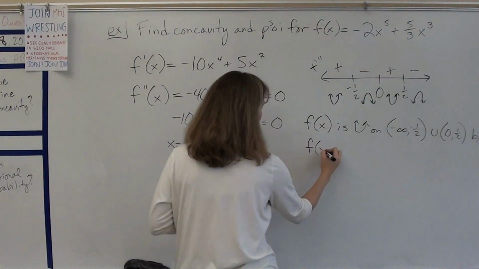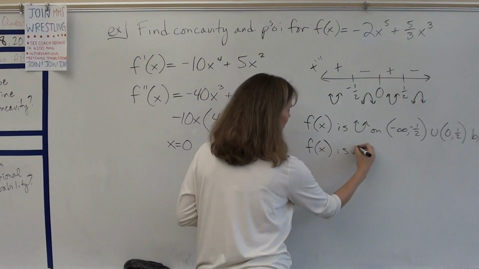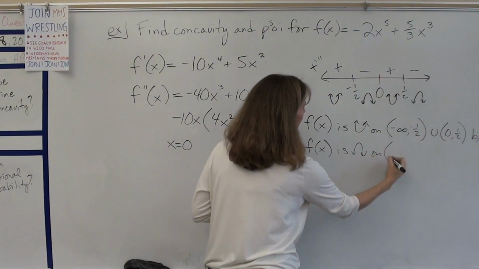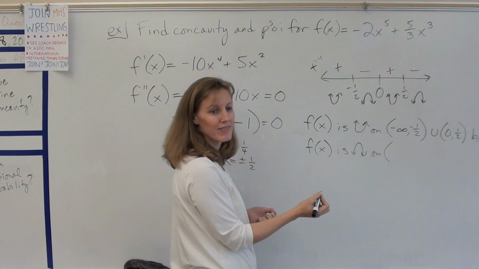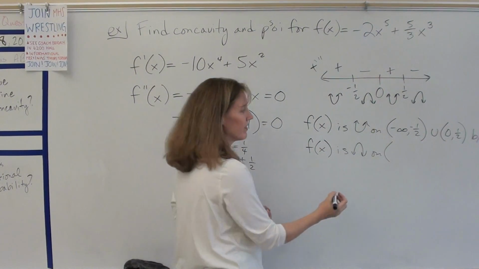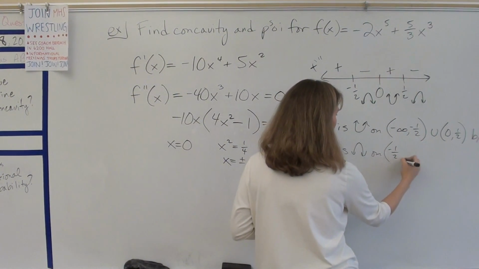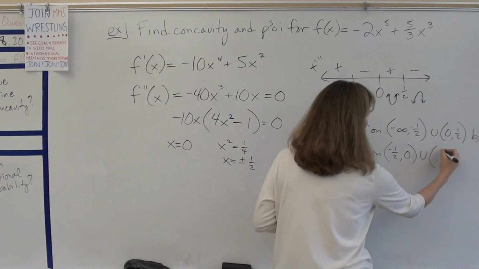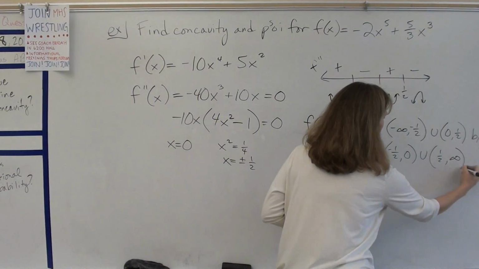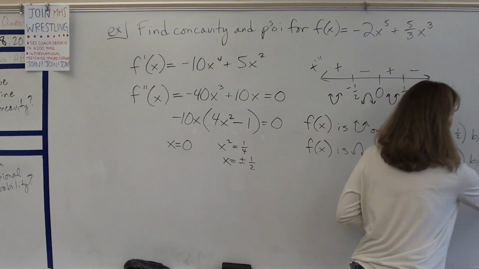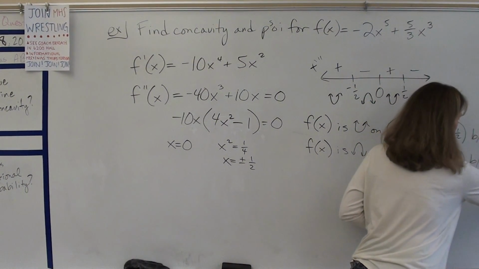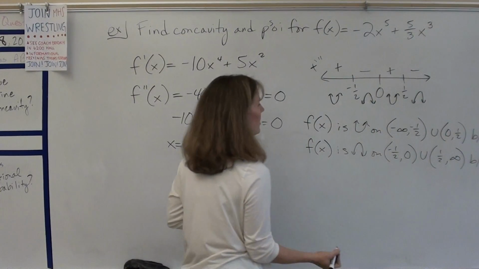F is concave down on what intervals? On negative 1/2 to 0, union 1/2 to positive infinity. Beautiful. Why? Because f double prime is less than 0.